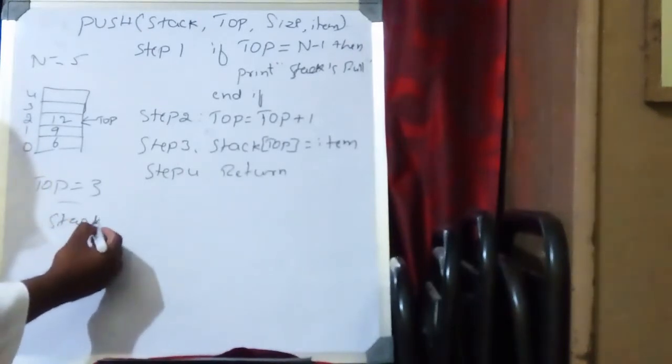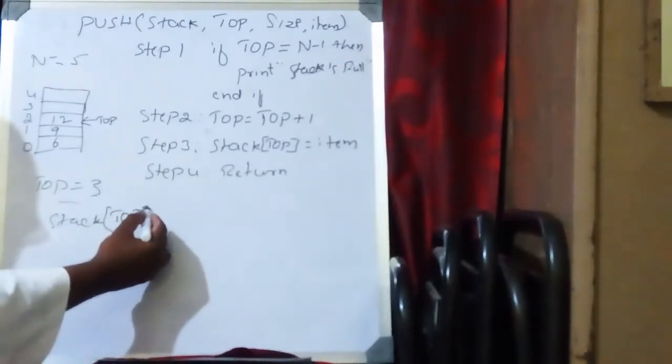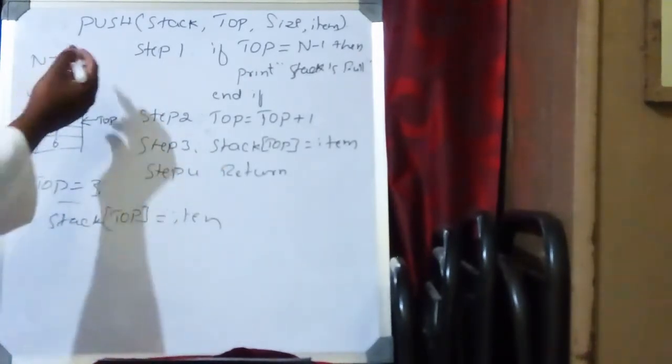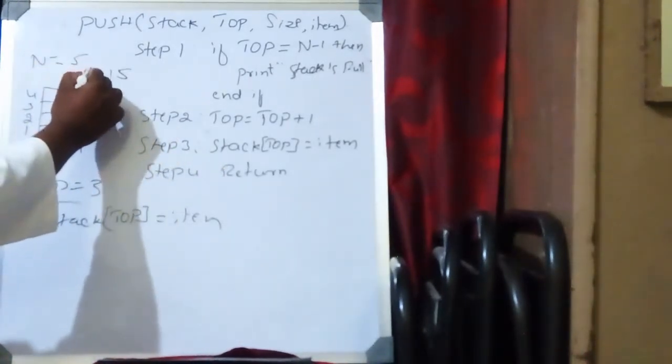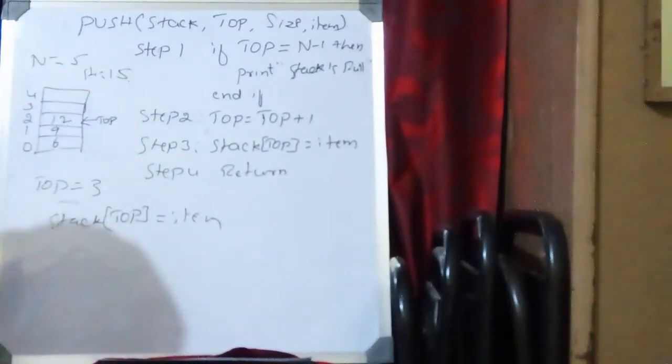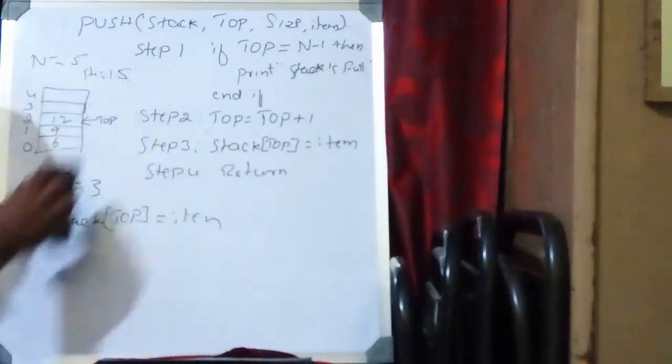Stack of top is equal to the item we are adding. For example, if the item is 15, then we are inserting that value here. For that, what we will do, first we increment the top value.